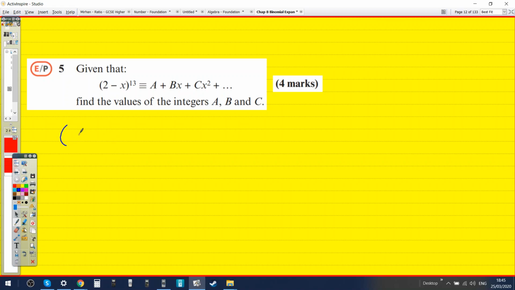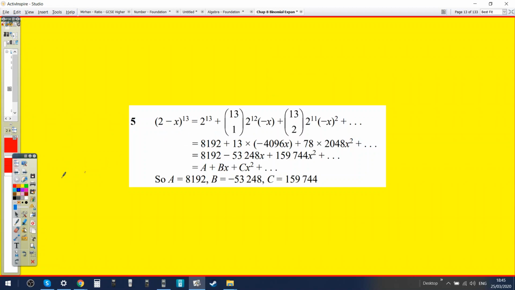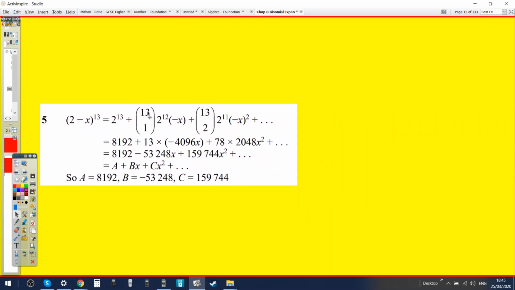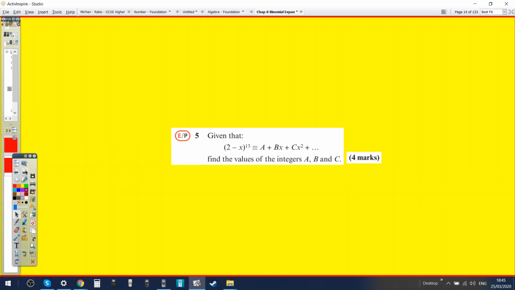Yeah. So for the first one, they just did 13 choose 0, 2 to the power of 13, and minus x to the 0, and they just did the first 3. And so you would only need to go to 13 choose 2, because we start from 0. Okay, yeah. And so that's what they did. They write it in a different notation. They write it as 13 1 instead of 13 choose 1. Like a vector. But it looks like a vector, not a vector. And the calculator uses the C, so I use the C.